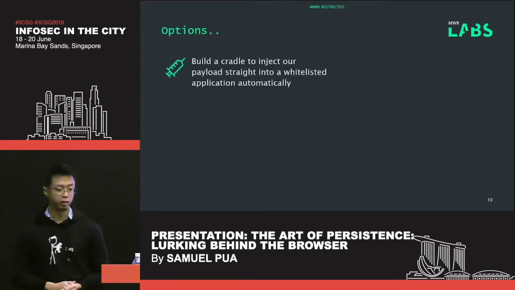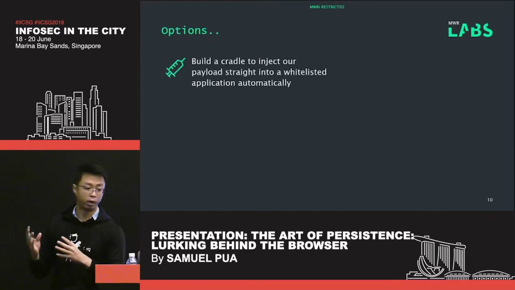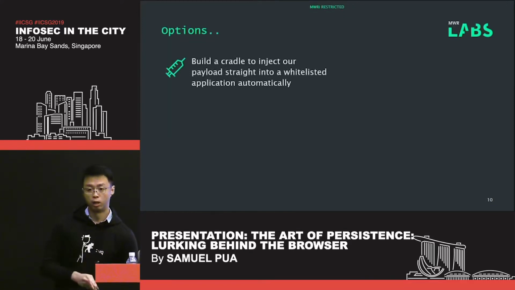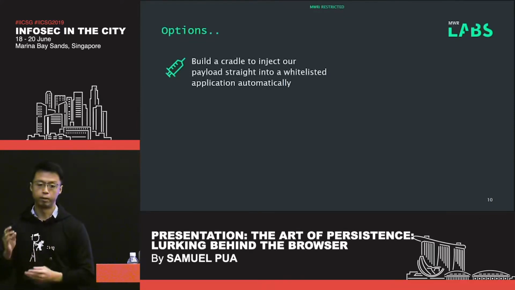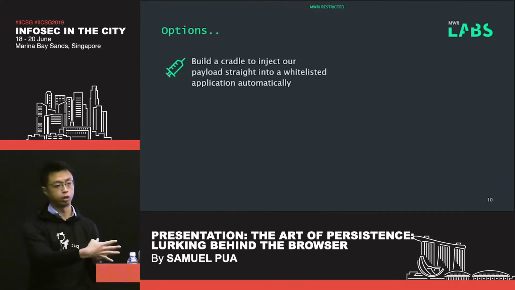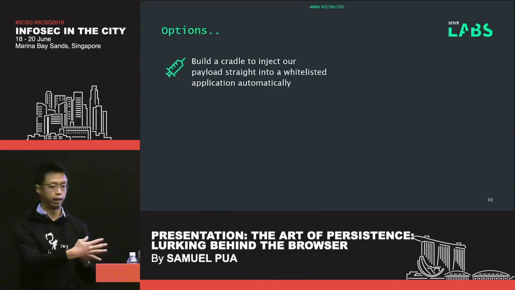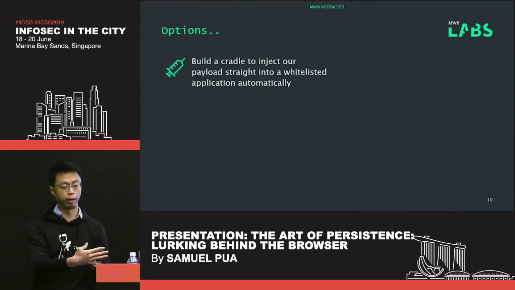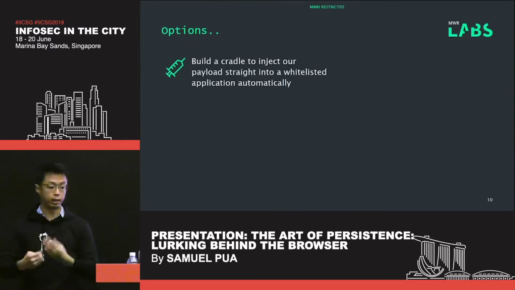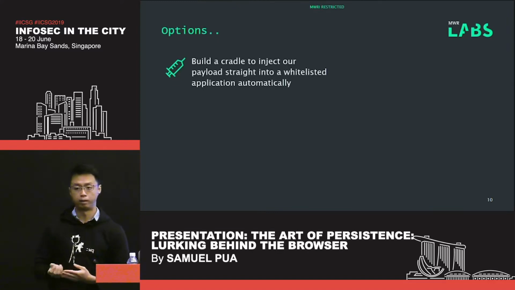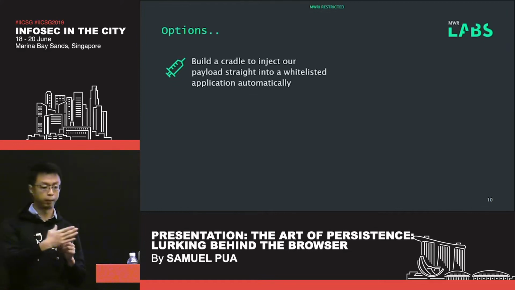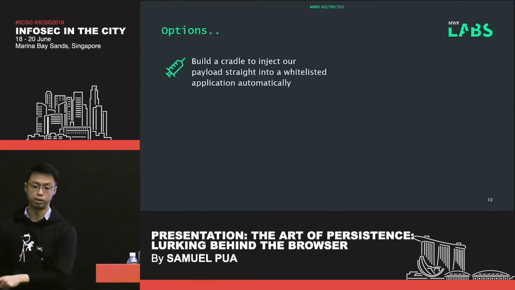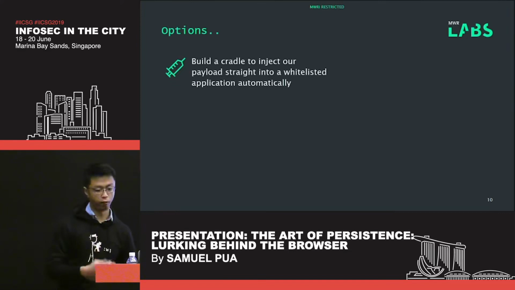The first option we considered was to build a cradle to inject our payload straight into a whitelisted application. You could essentially find out which process is in the whitelist and inject a memory page within the application so that we can inject shellcode into there and leech off the application to load our payload. The advantage of this is we can leech off a whitelisted application, but the disadvantage is it's very suspicious. We're injecting our payload into a process, and this is highly suspicious for a defender.